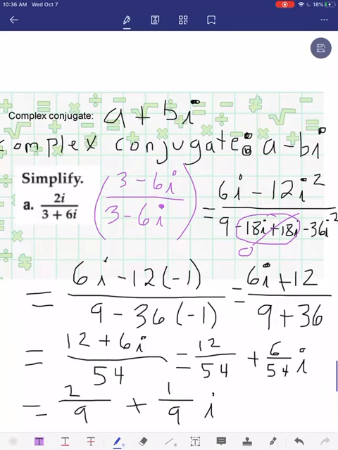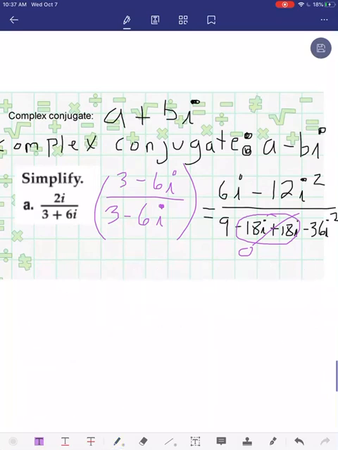Now be careful, because we can't combine our 2/9 and our 1/9, because our 1/9 has an i and our 2/9 does not. So that's as simple as we can write it. We have our real part and our imaginary part.